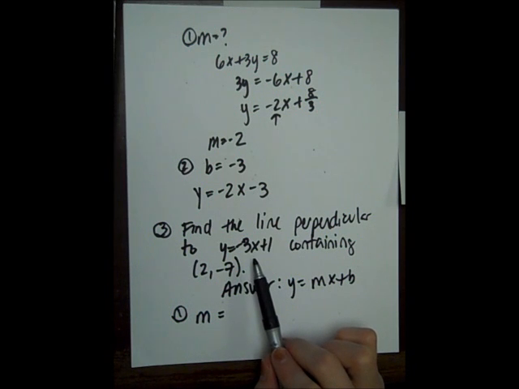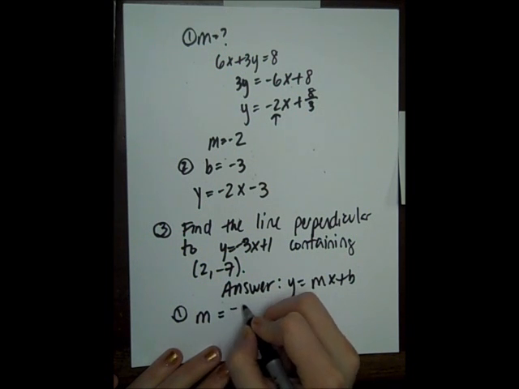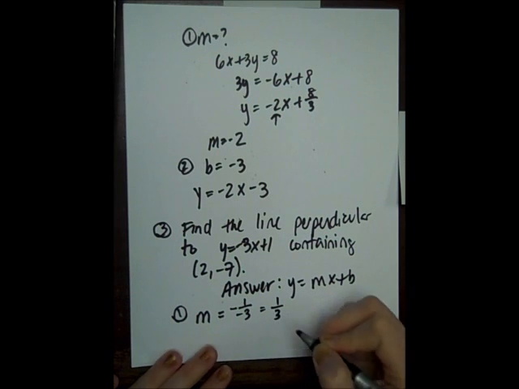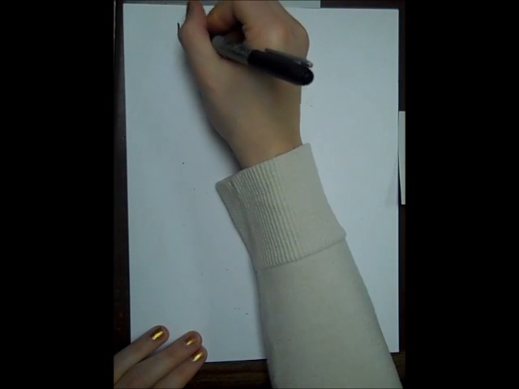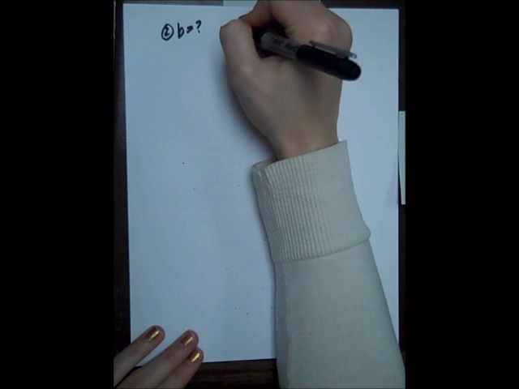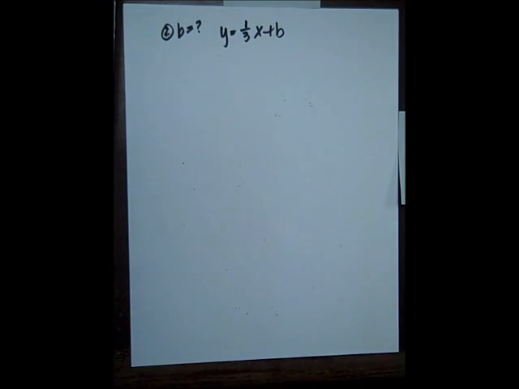So if I want perpendicular, that means I need the negative reciprocal of the slope of this one. So the negative reciprocal will be -1 over -3, which is positive 1/3. So now I found m is 1/3. Next thing I need to find is b. So far, I know that my equation is y equals 1/3 x plus b. I just need to find b.